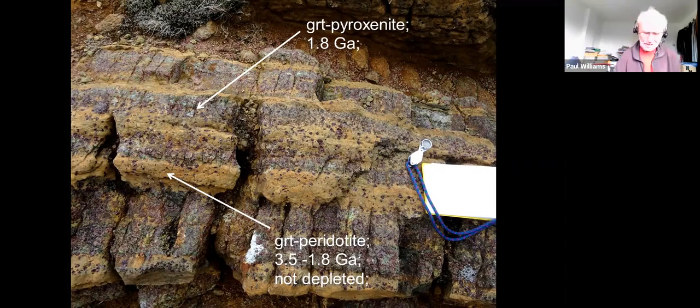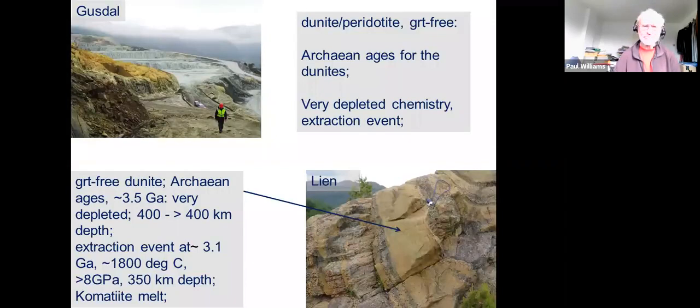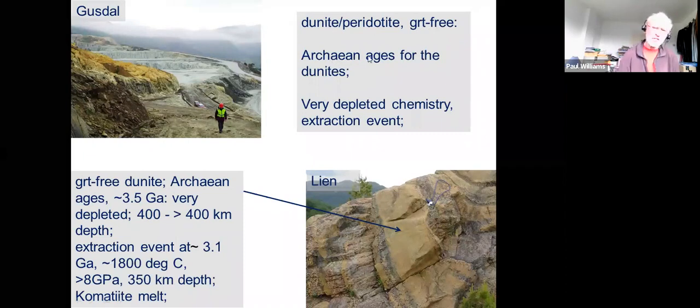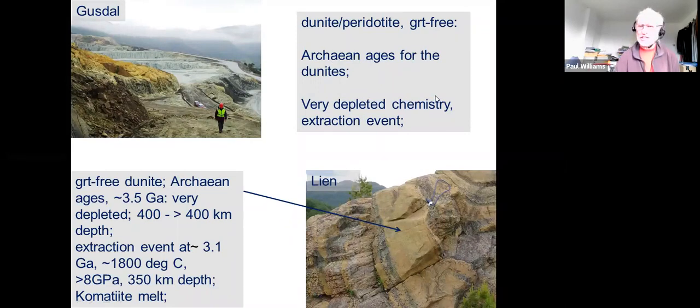So let's put this all together. Right, here we've got Gusdal Quarry. It's a peridotite, and in some places it's a dunite, i.e. it's got mainly olivine and almost nothing else, garnet free. Archean ages for the dunites, about 3.5. Now, the very depleted chemistry tells us that we've had an extraction event.